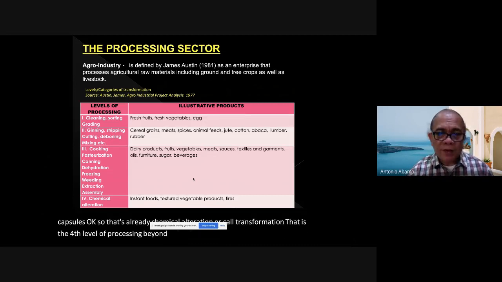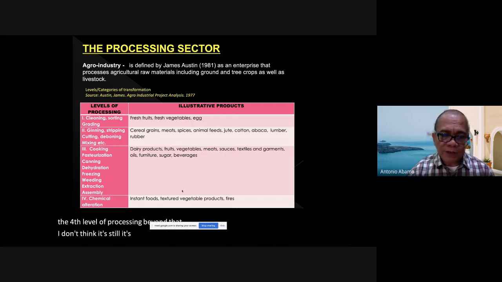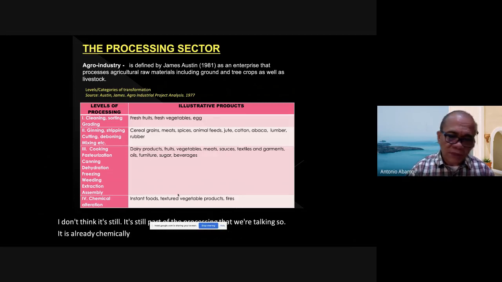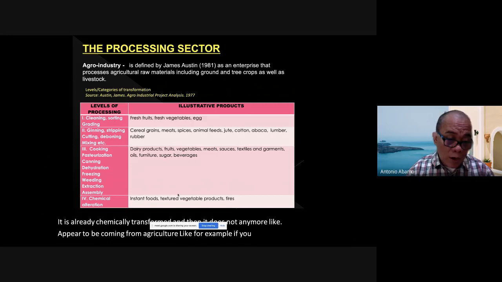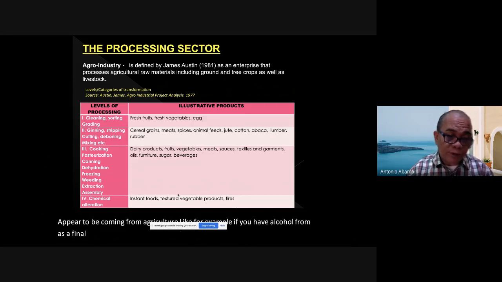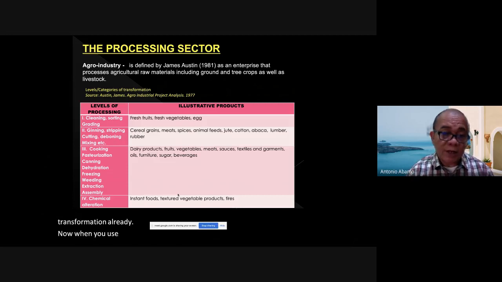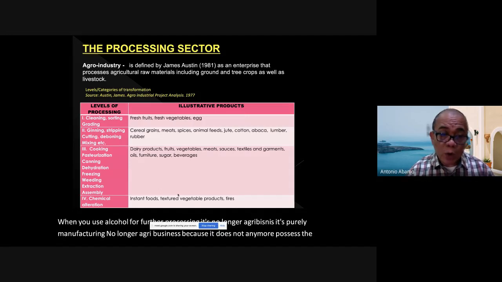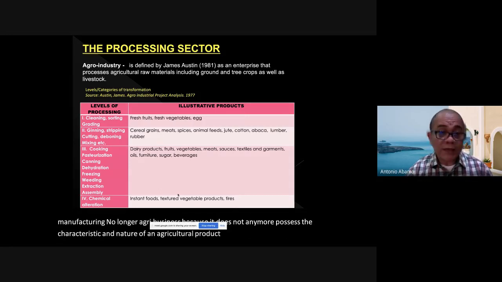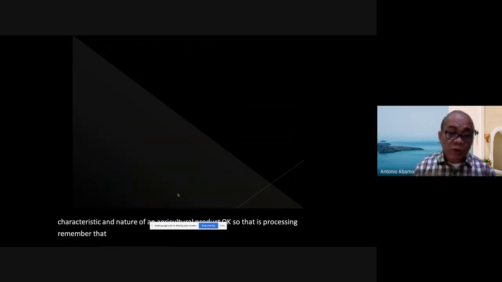Beyond that, I don't think it's still part of the processing that we are talking about. No? So it is already chemically transformed, and then it does not anymore appear to be coming from agriculture. Like for example, if you have alcohol as a final product from cassava chips processing, that's chemical transformation already. Now, when you use alcohol for further processing, it's no longer agribusiness. It's purely manufacturing, because it does not anymore possess the characteristic and nature of an agricultural product. Okay, so that is processing. Remember that, no? From James Austin's definition.